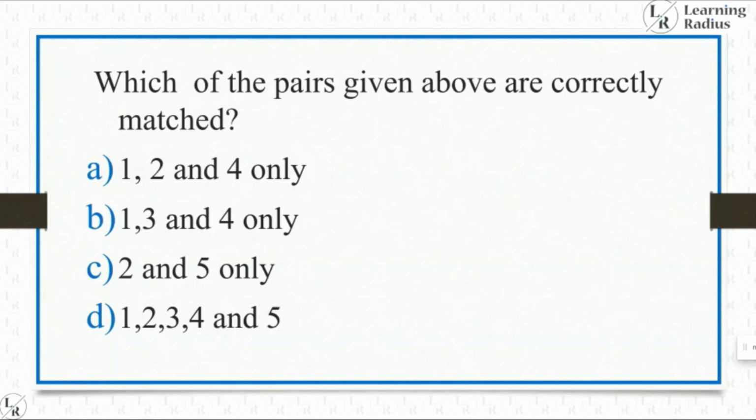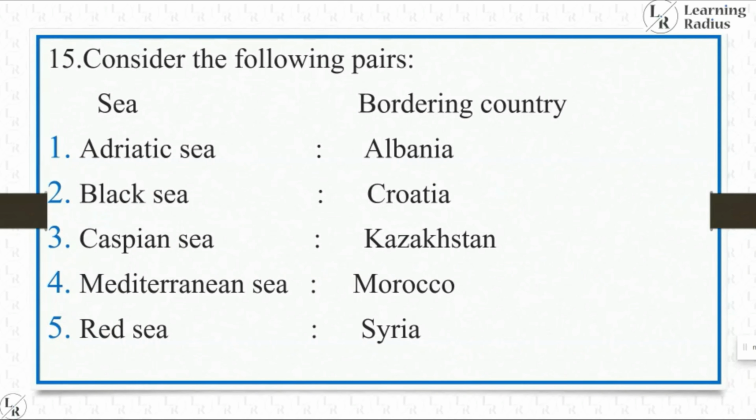And here, when you look back, Adriatic Sea, obviously it is with Albania, that is right. Black Sea, it is not with Croatia. Caspian Sea, it's with Kazakhstan. Mediterranean Sea, it is with Morocco. Red Sea, it is not with Syria. So from the options, it is 1, 3 and 4, that is right.